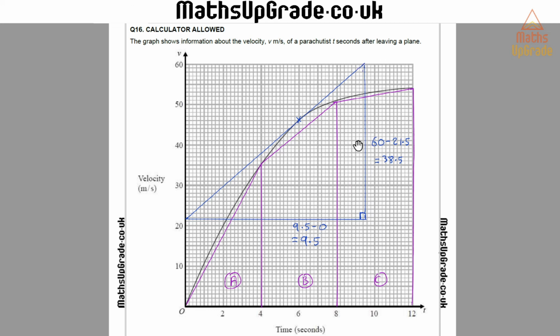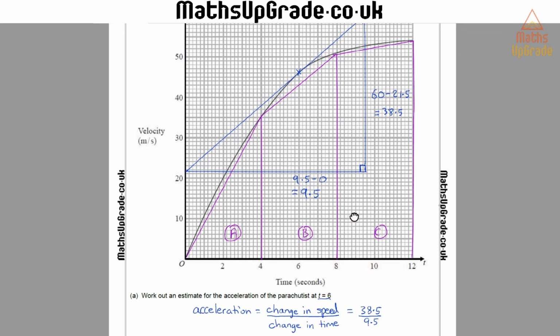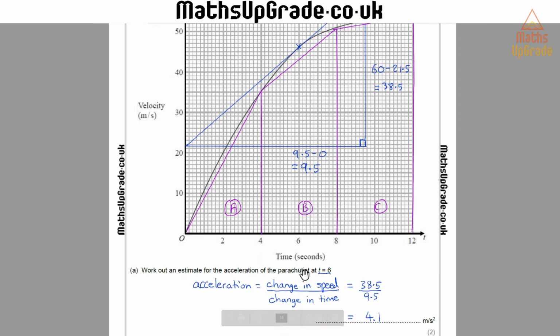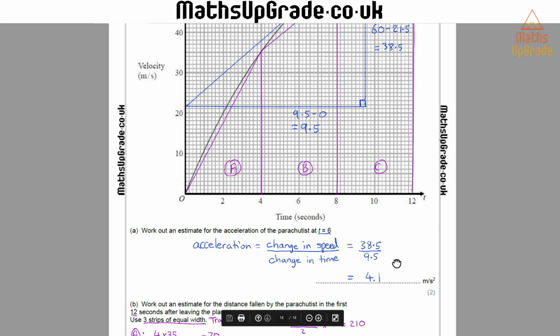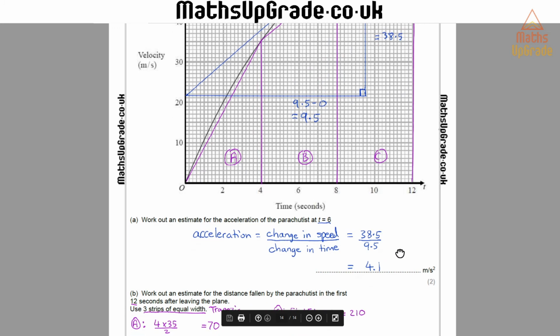The height here is 60 subtract 21.5, and the width here is 9.5 subtract 0. So if I divide those two values, the change in speed, which is the y distance, divided by the change in time, which is the x distance, that gives me 4.1 meters per second squared. That's for 2 marks.